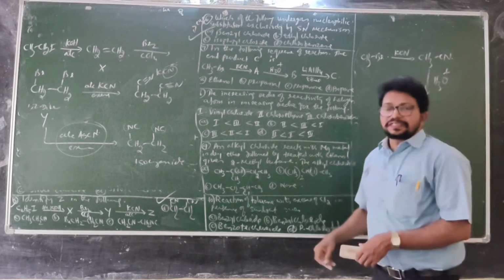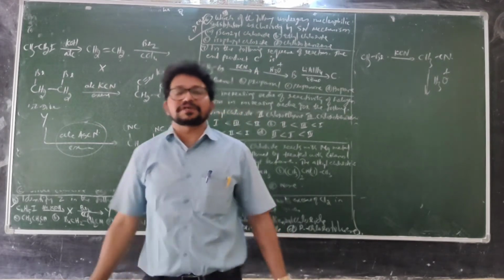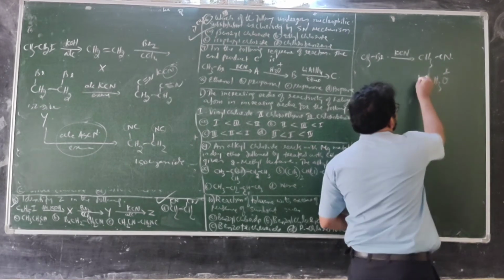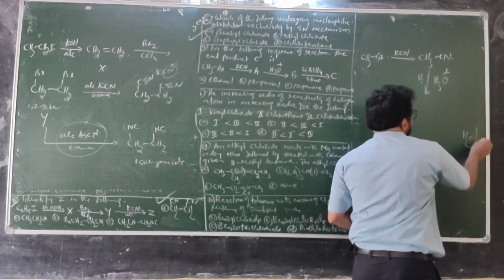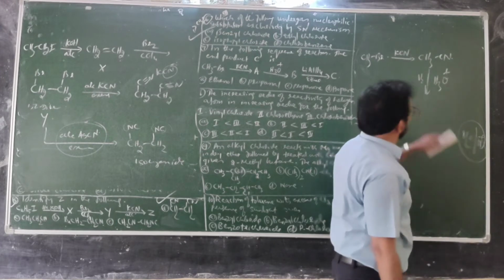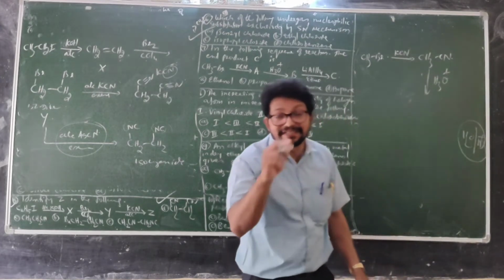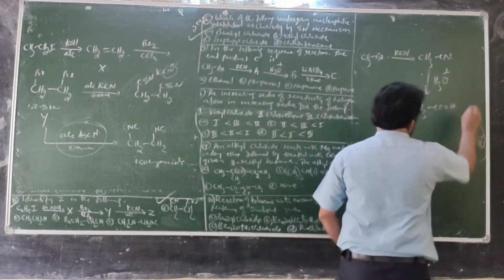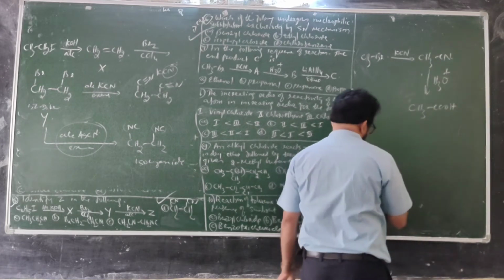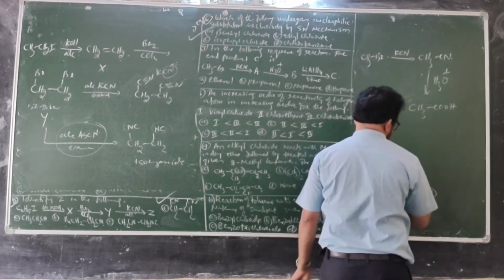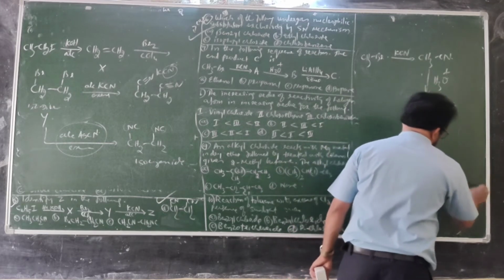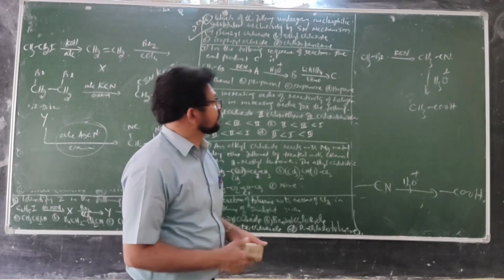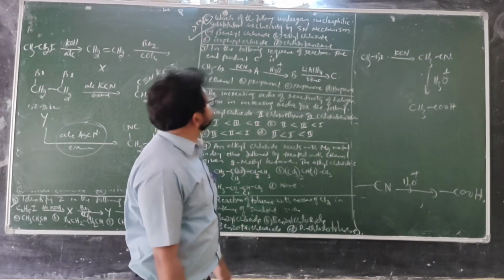See students, in the later part of the learning of organic chemistry, this will appear. Hydrolysis with H3O plus, in the sense what? Hydrolysis of cyanide. Cyanide on hydrolysis gives COOH. One of the very much required pieces of knowledge in organic chemistry. So COOH is the product.